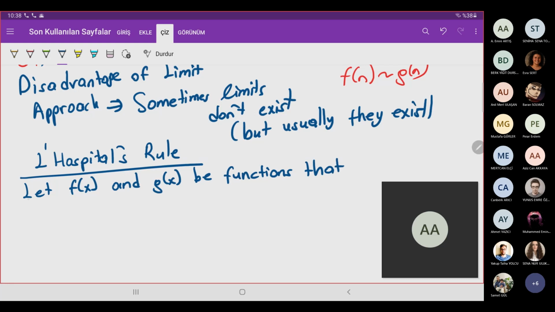that are differentiable. Kayıt alabilir misiniz? Alıyor musun? Süper. That are differentiable.